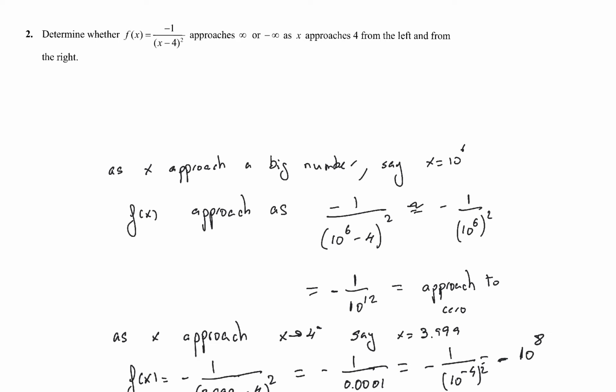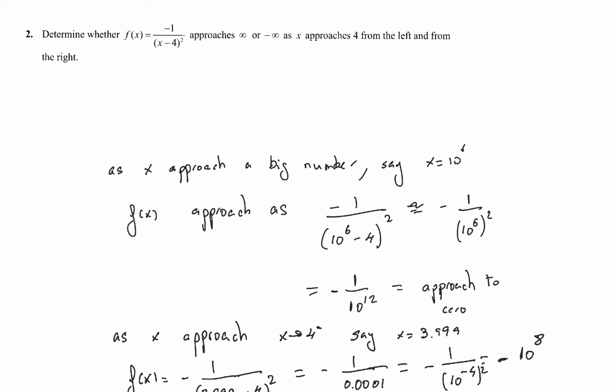What will be? First of all, let's consider that instead of asking this question, we ask what happens when x goes to infinity. It means that x is a big number. Let's say that x is 10 to the 6, 1 million. What will the function approach when x approaches a big number, not 4 like the problem is saying? I'm just trying to solve another problem to get the idea.